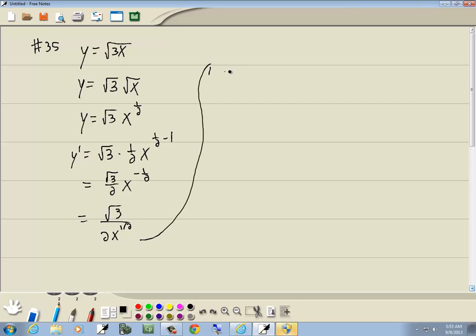And the book might put it back in radical form. Square root of 3 over 2 square root of x. I doubt if they actually get rid of the square root down there, but you never know, I guess.